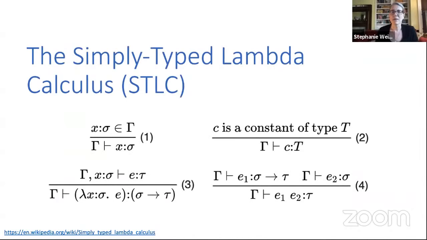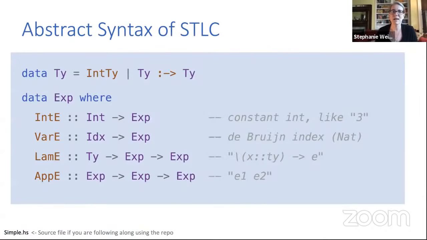Okay, so let's talk about the simply typed lambda calculus. And here I have put up the four typing rules for STLC. This is taken straight from Wikipedia. So in the simply typed lambda calculus, we have variables, constants, lambda expressions, and applications. And so that means for our abstract syntax, we need to have four different types of expressions.